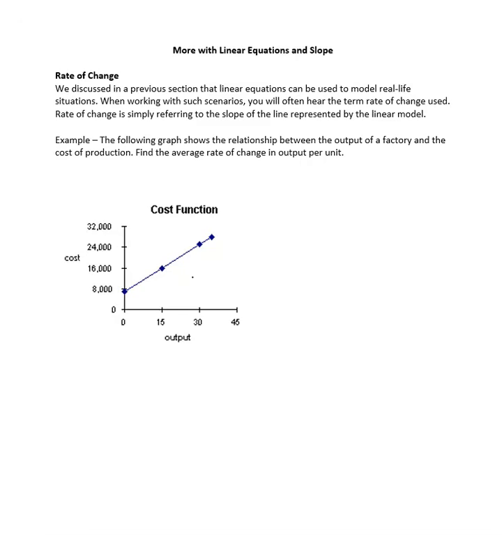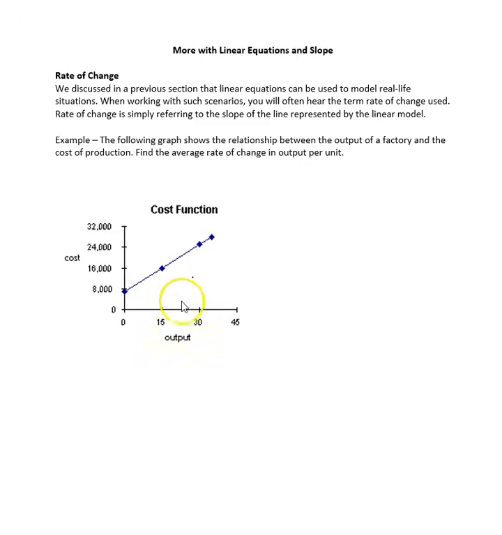So other than that, everything that we applied to slope, we can apply to rate of change, including the slope formula. So let's look at our example below and see if we can find the average rate of change for this model. The following graph shows the relationship between the output of a factory and the cost of production. Find the average rate of change in output per unit. So this is one of those examples where we want it per unit, so we need to make sure that we divide so that our denominator is a 1.